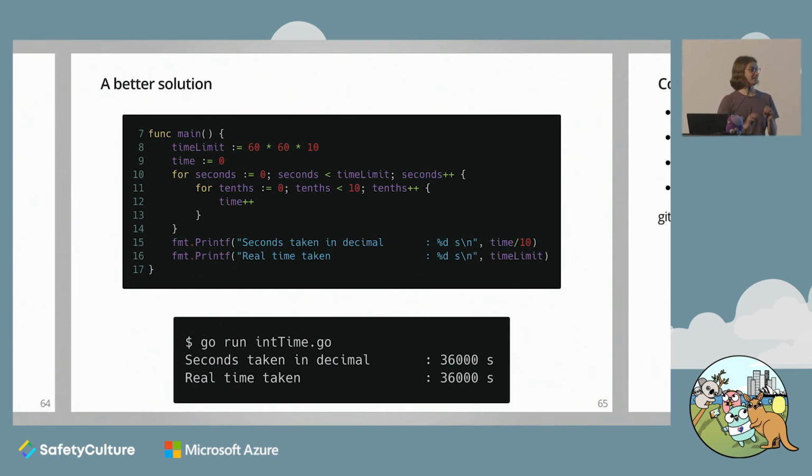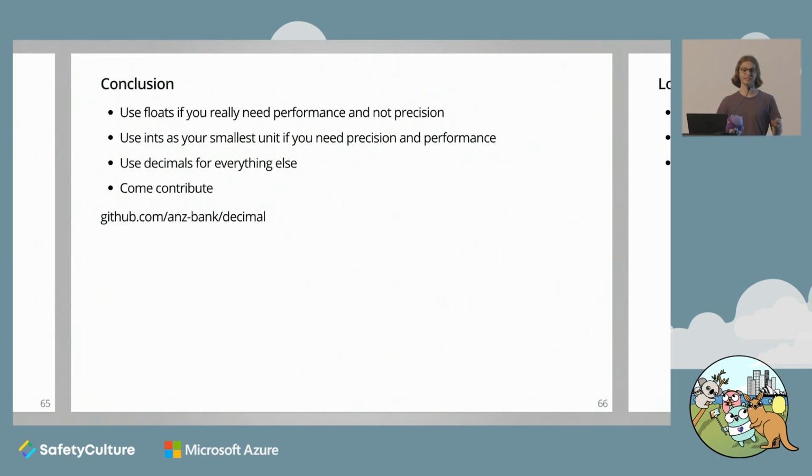And obviously, this is a very specific example. If you're trying to do any sort of fractional calculation, or for some reason you need to change your base unit, this whole thing fundamentally falls apart. It's very difficult to do, which is why floating point units and floating point calculation were invented to start with. And so we get to this conclusion: you should use floats if you really need performance but not precision. You can use ints as your smallest unit if you can rethink the problem and you're sure that you're never going to need to change your base unit again, and use decimals for everything else.